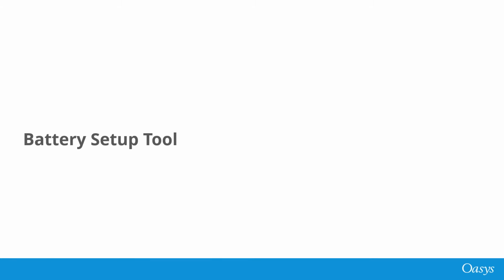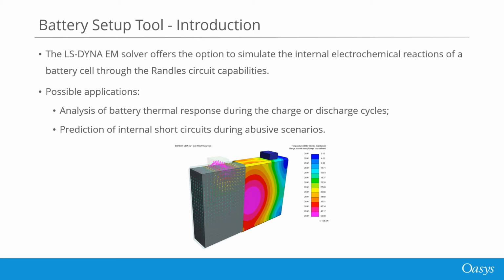This video will provide an overview of our new battery setup tool in Oasys Primer 21. The LS-DYNA EM solver offers the option to simulate the internal electrochemical reactions of a battery cell through the Randles circuit capabilities, which could be used to analyze its thermal response during the charge or discharge cycles, as well as predict internal short circuits during abusive scenarios.